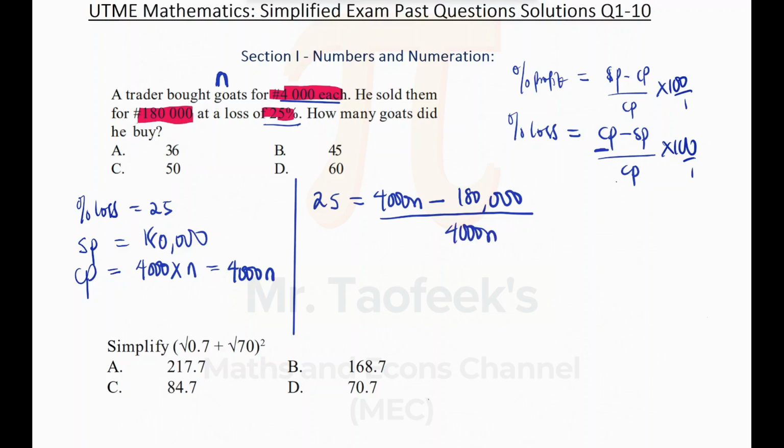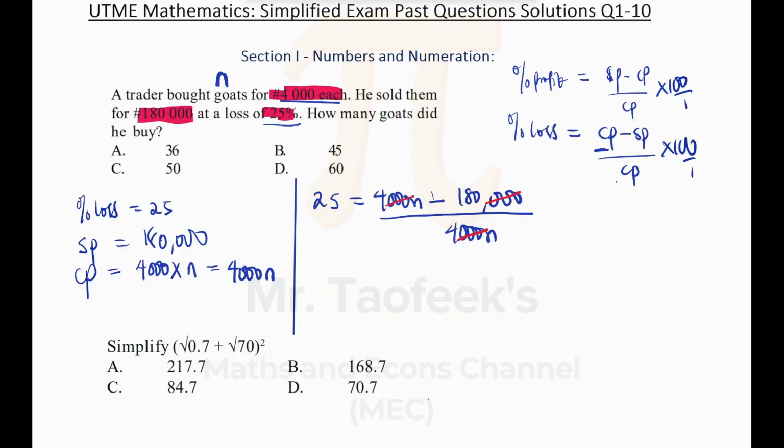All right, so this is UTME. You want to be as smart as possible when it comes to your calculations and time management. So here now, since I have three zeros in the numerator and denominator, I can cancel those. So three zeros cancelled in the denominator must be cancelled across the numerator. So we have this and this cancelled, and therefore what is left is just 25 equals to 4n take away 180 divided by 4n.